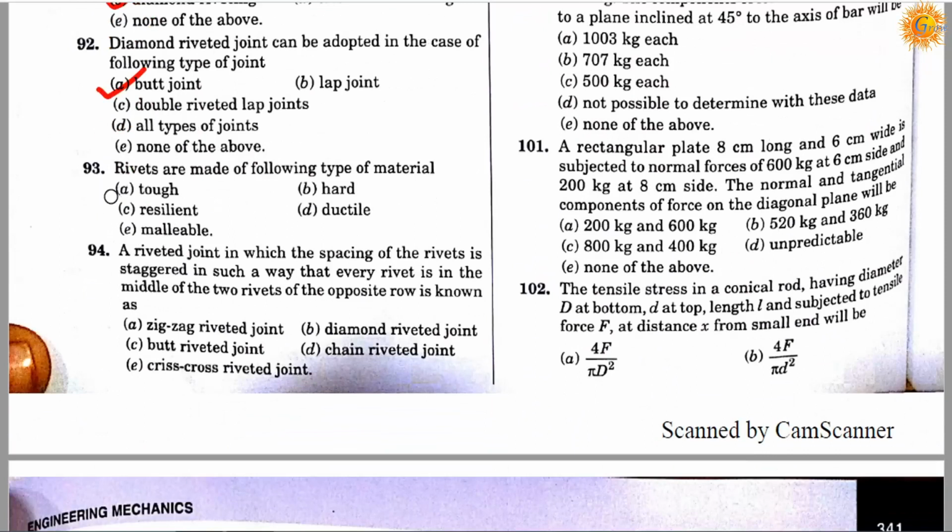Question number 93. Rivets are made of following type of material: option A tough, option B hard, option C resilient, option D ductile, option E malleable. Correct answer is D, it's made of ductile material.